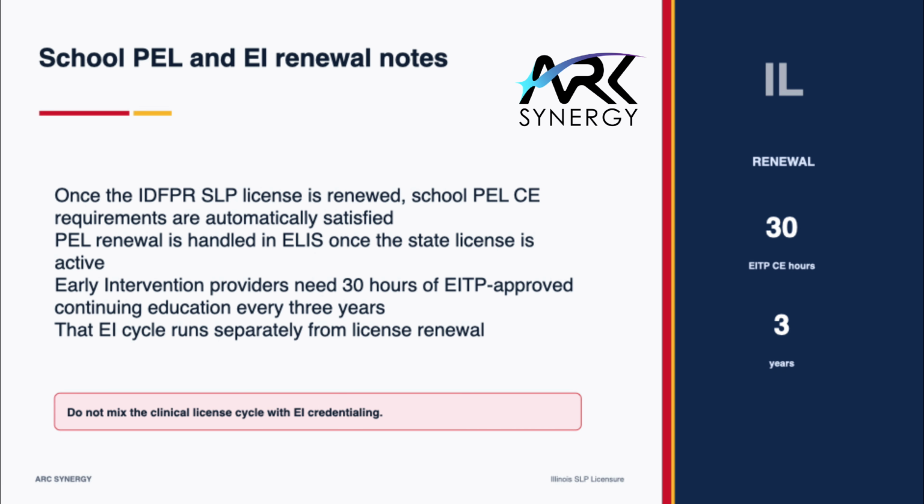Early intervention providers have a separate requirement. If you work in early intervention, you need 30 hours of early intervention training time, approved continuing education every 3 years to maintain early intervention credentialing. That runs on a different cycle than your SLP license, so keep that in mind if you're an early intervention provider.